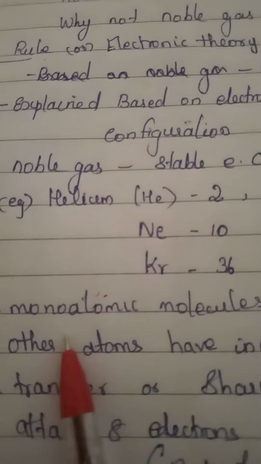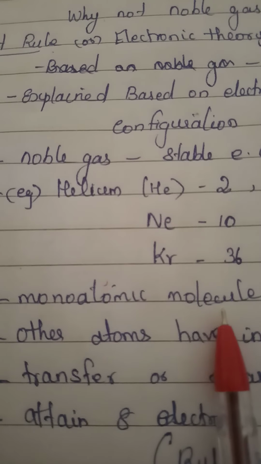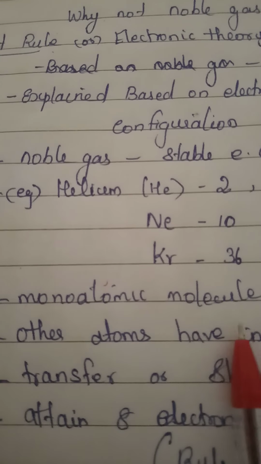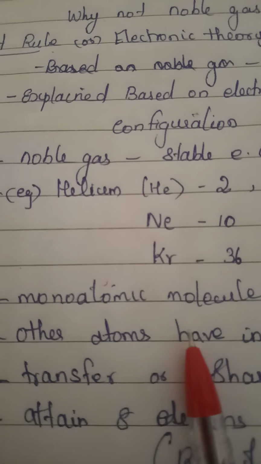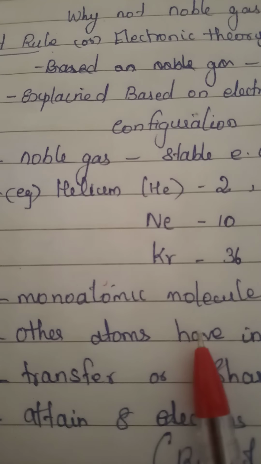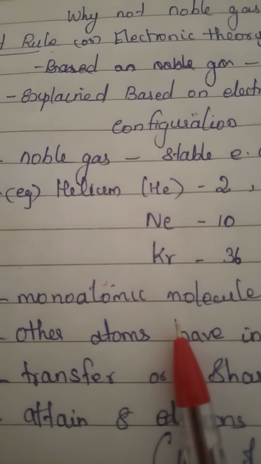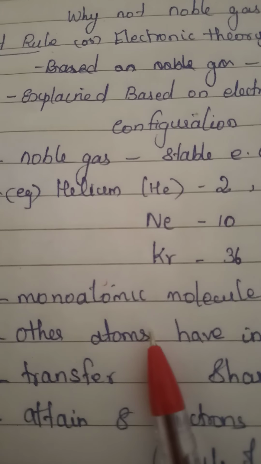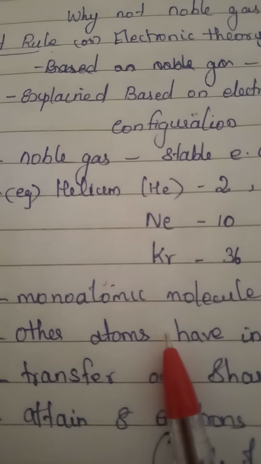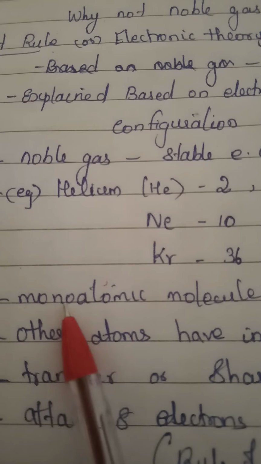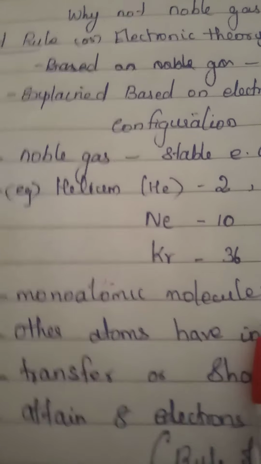And they are always monoatomic molecules. Monoatomic means single atomic molecules. Diatomic means oxygen combines with another oxygen to form O2 molecules; then it is called a diatomic. If one atom combines with others, it can form diatomic, triatomic, polyatomic, etc. But noble gas always exists as a monoatomic molecule.